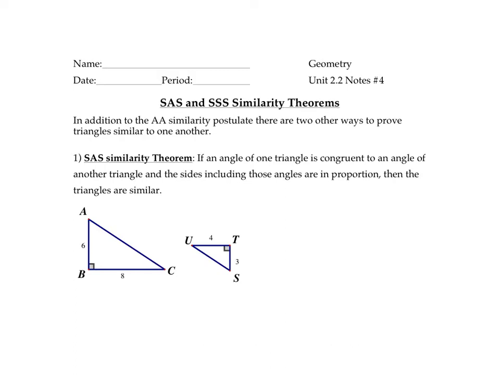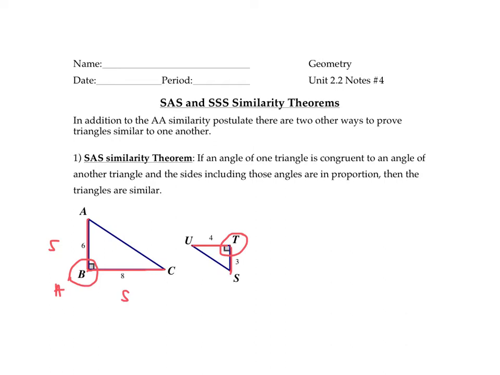Now check out how this is set up in our picture right here. We see that angle B, I'm just going to highlight this in red, is congruent to angle T because they're both right angles. And then we see the sides that include the angle, meaning the two sides that make up the angles, side AB and side CB in this case. And in the second case, it would be side UT and side ST. So check it out. We have side, angle, side, and side, angle, side in the other triangle. Now, remember, we're not proving triangles congruent to each other. We're proving the triangles are similar to one another.